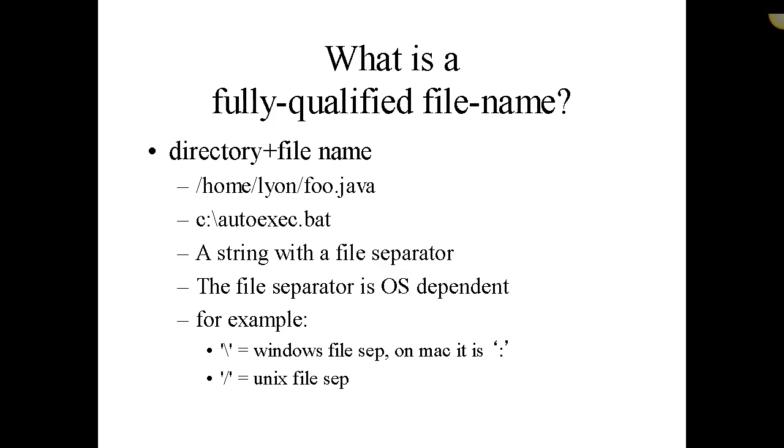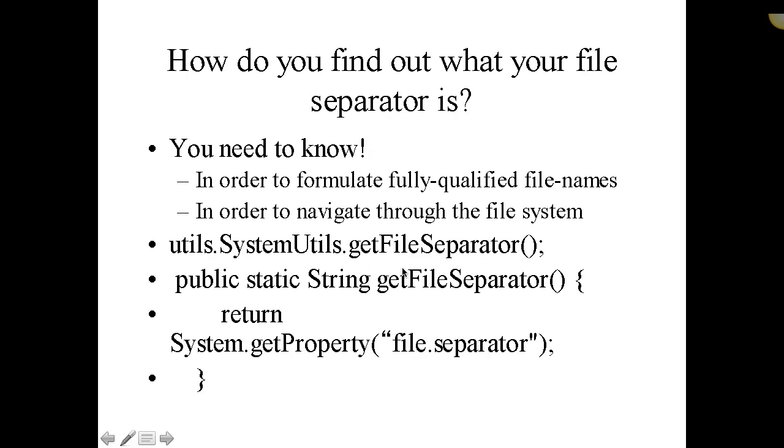Different operating systems represent file names differently. Typically what happens with a directory is you use some sort of a file separator. So /home/lion/foo.java is a Unix style representation, whereas C:\ is a Windows style representation. And on a Mac they use colons. So 3 different operating systems use 3 different file separators.